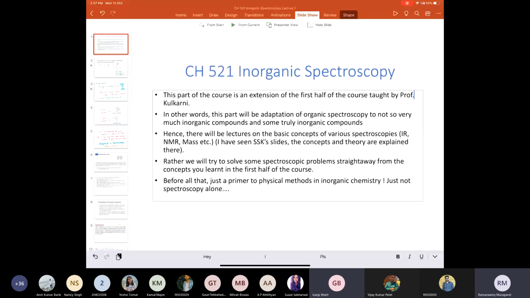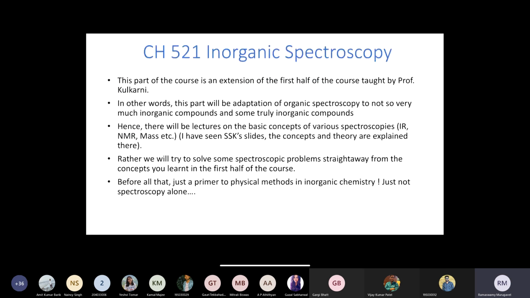So I was just talking about the spectroscopy for inorganic compounds being somewhat different from the organic compounds, but essentially it's the same because, in addition to the organic ligands, the only thing you add extra is the metals. So metals bring a few extra possibilities to characterize them. As I said, it is essentially an extension of the first part of the course, and we have divided the second half of the course into two parts.